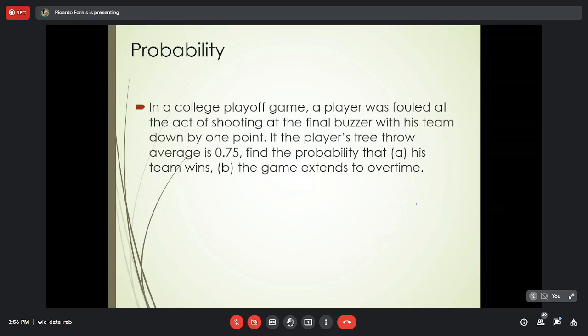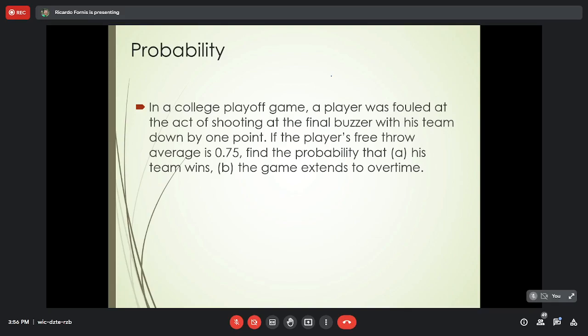Okay, let's try to analyze this. In a college playoff game, a player was fouled at the act of shooting at the final buzzer. And you know, when a player is fouled at the act of shooting, he will be given 2 free throws, with his team down by 1 point. So very thrilling game, no?